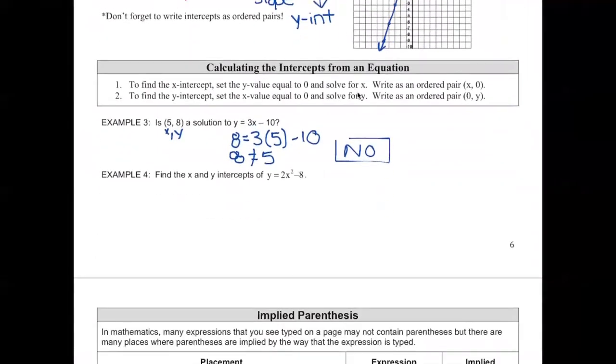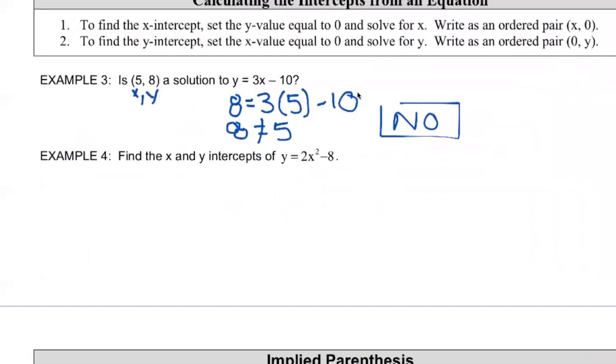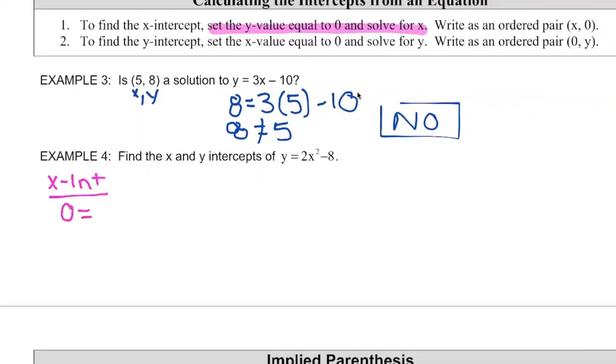So we're going to use the idea of plugging in points to find intercepts. So to find an intercept, very easy, you're going to set the y value equal to 0 and solve for x. Okay, so let's go ahead and take a look at that. So to find the x-intercept, we're going to go ahead and plug 0 in for y. So we're going to say 0 equals 2x squared minus 8. And I'm going to solve for x. So I'm going to add 8 to both sides. Then I'm going to divide by 2.